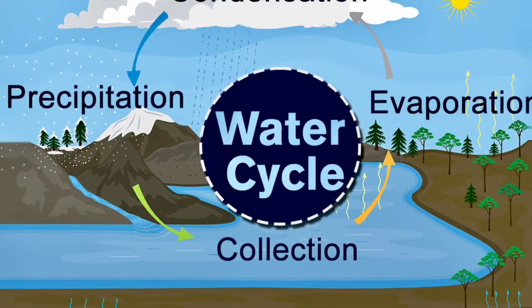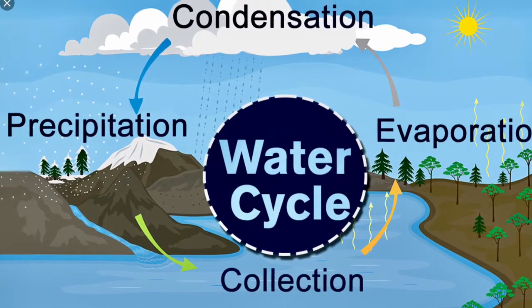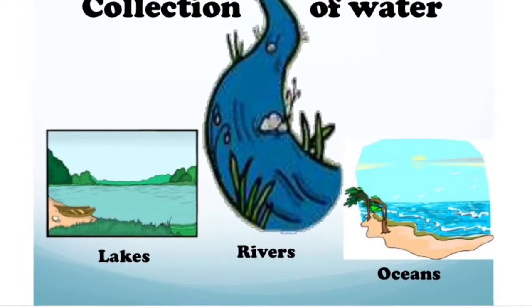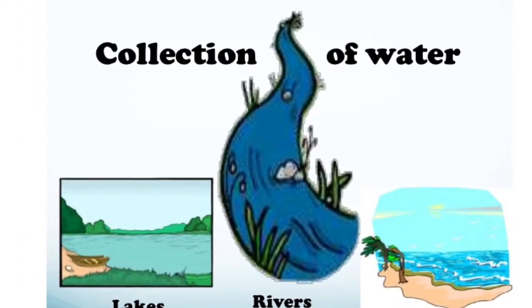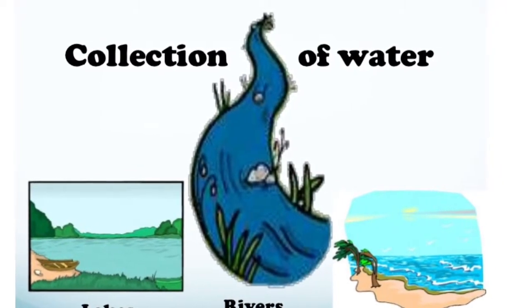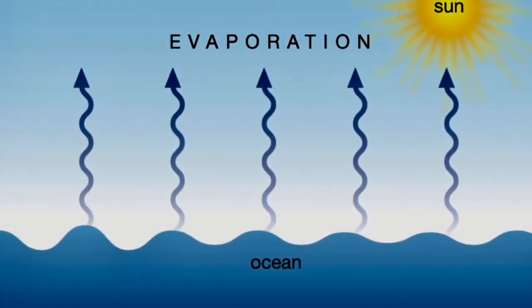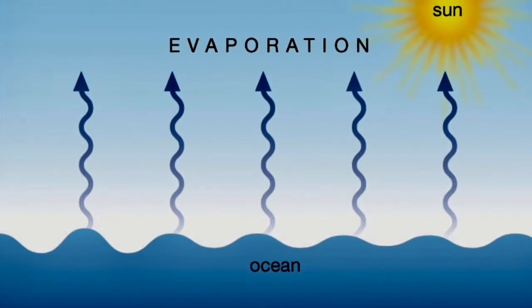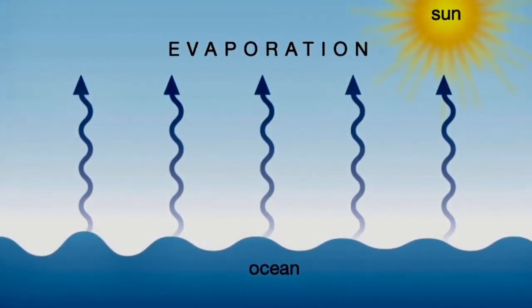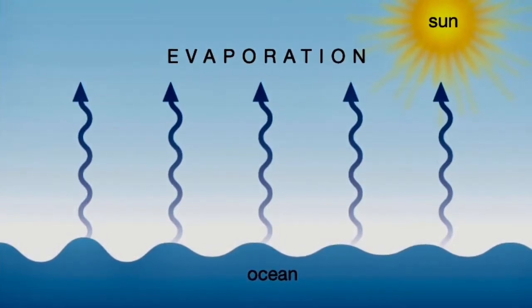The water cycle consists of 4 different stages: collection, evaporation, condensation, and precipitation. The first stage is collection. Collection means that when it rains, the lakes, rivers, and oceans collect the water. The second stage is evaporation. Evaporation is when the sun heats up the rivers, lakes, and oceans, and water becomes water vapor and rises up in the air.